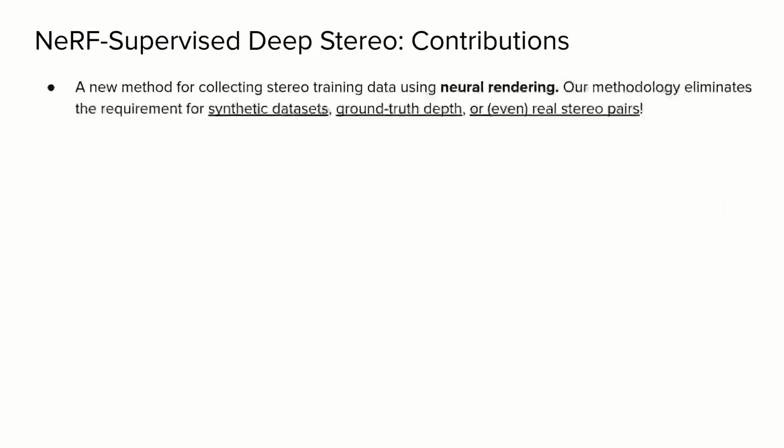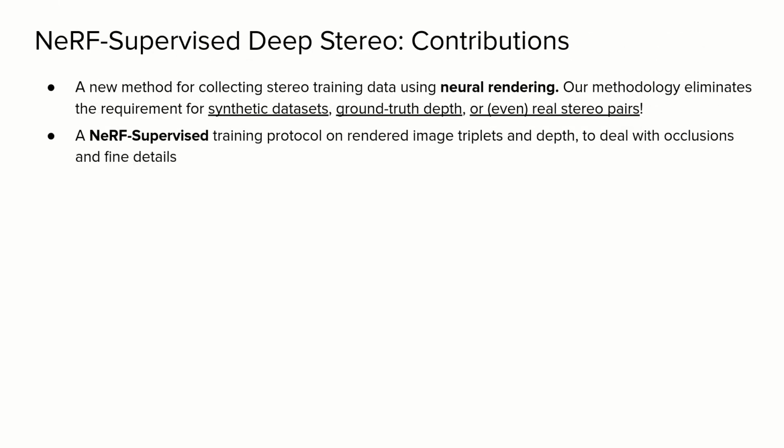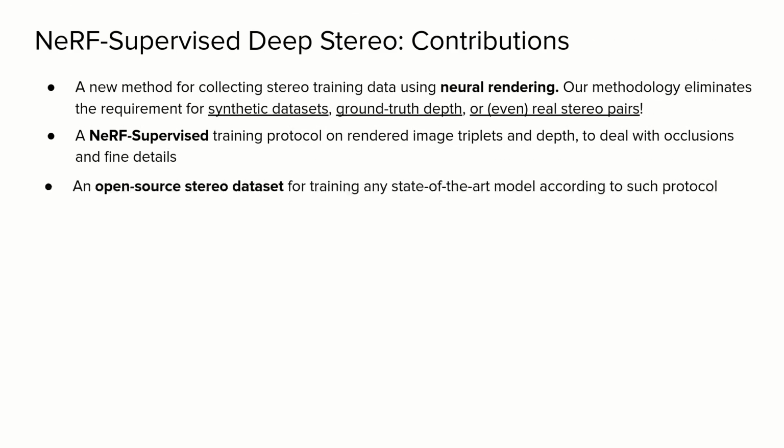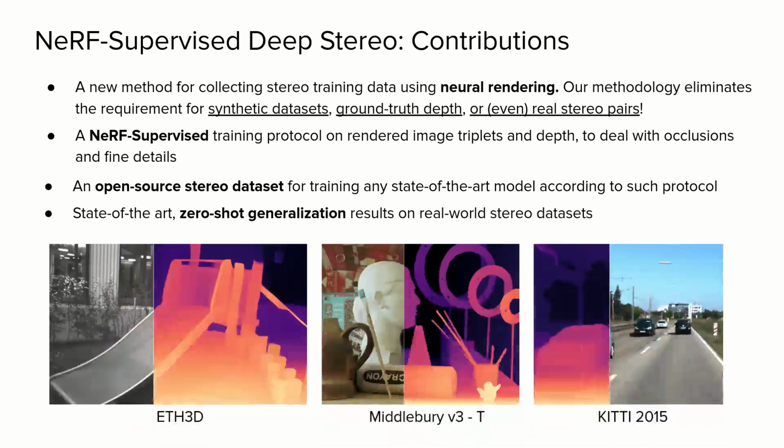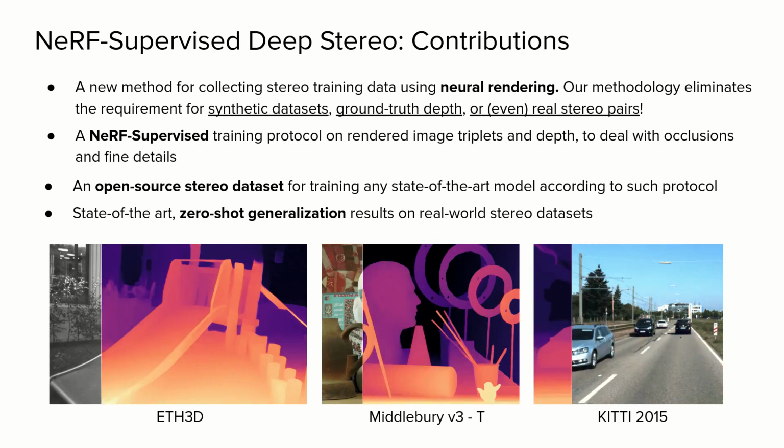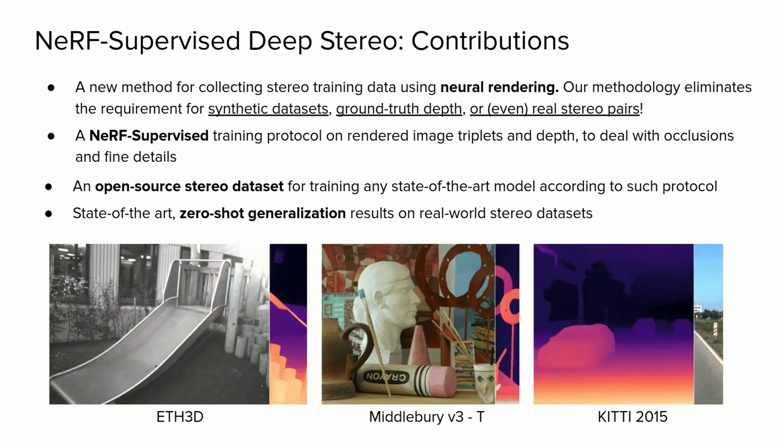We propose a novel method for acquiring stereo training data using neural rendering, which allows us to generate realistic stereo pairs without relying on synthetic datasets, ground truth depth, or stereo cameras. Then, we introduce a NeRF-Supervised training protocol that leverages rendered image triplets and depth information to address challenging scenarios involving occlusions and fine details. Additionally, we provide an open-source stereo dataset specifically designed to train state-of-the-art stereo models using our protocol. Lastly, we achieve remarkable zero-shot generalization results on multiple real-world stereo datasets, highlighting the strength of our approach.